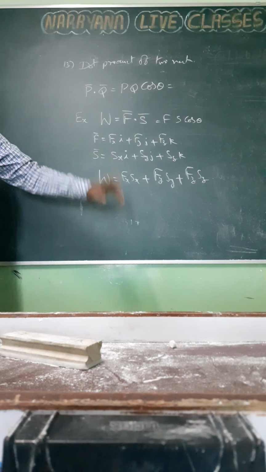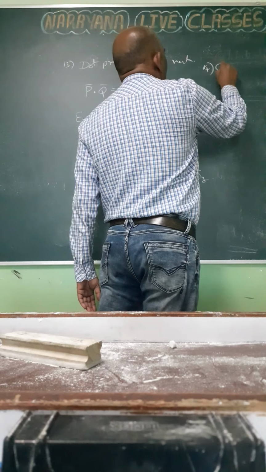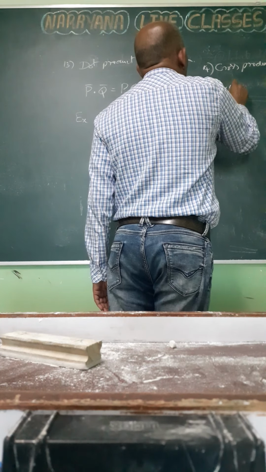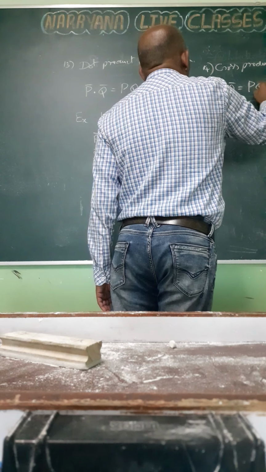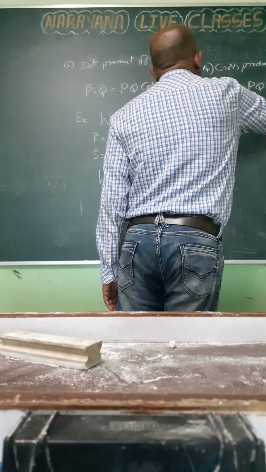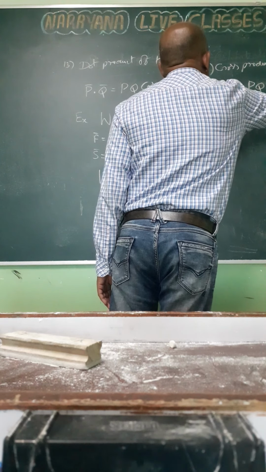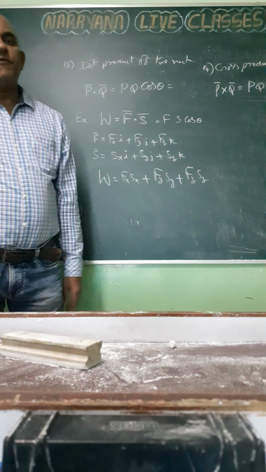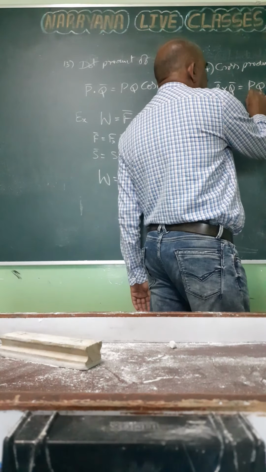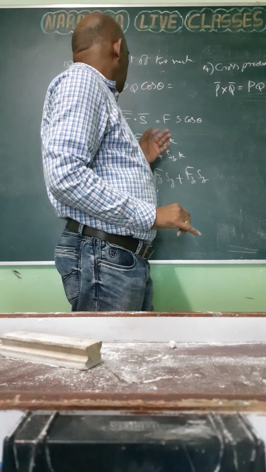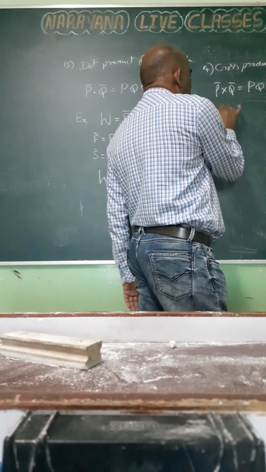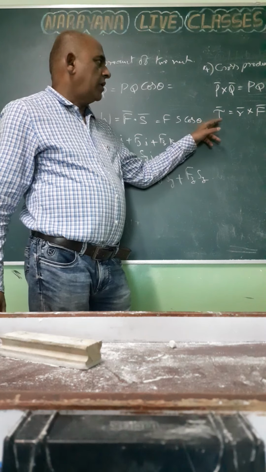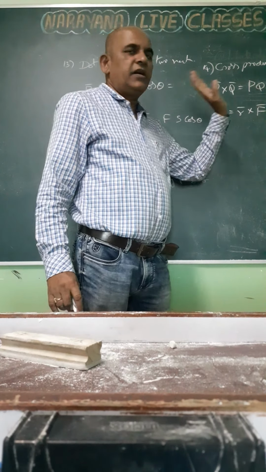Similarly, we can go for cross product. The 14th one, cross product. P bar cross Q bar is equal to PQ sin theta into n cap, because it is a vector quantity. Cross product of two vectors is a vector quantity. PQ sin theta into n cap will come. If you only want the magnitude, you can take this part. And example, torque tau bar is equal to R bar cross F bar. Torque is a vector quantity and it is a cross product of R bar and F bar.